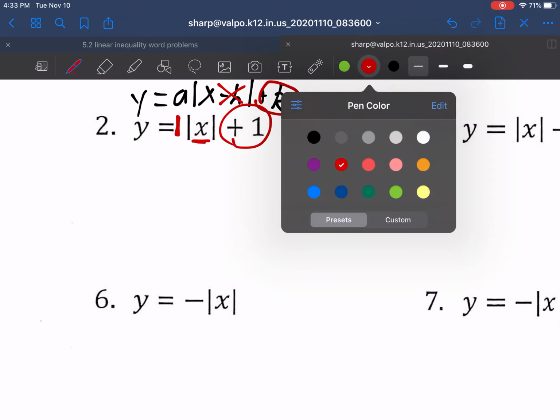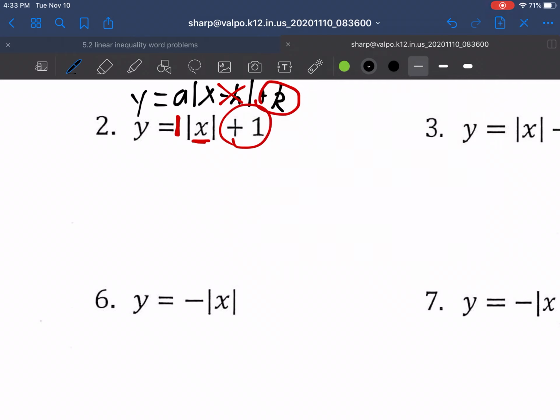So the k value always shifts the graph up or down. Because my k is positive, my whole graph would go up 1 unit. Since the graph went up 1 unit, I would still keep my slope at 1, so I don't have to change anything there. But the vertex is no longer going to be at 0, 0.